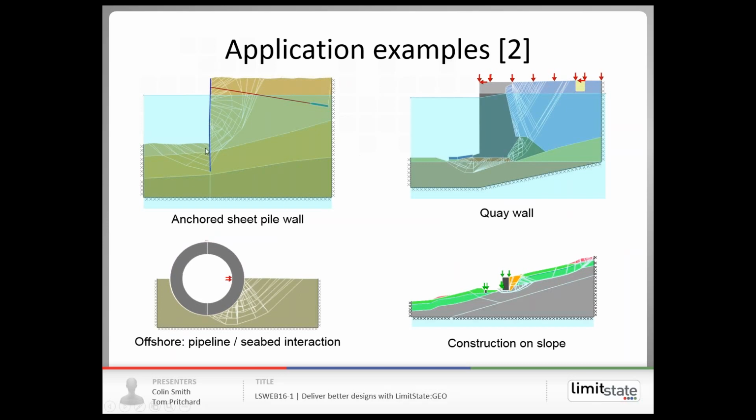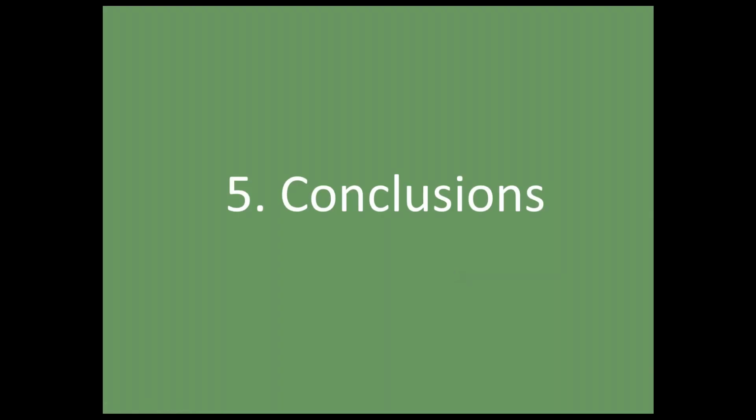Stability of an anchored sheet pile wall here, and we can model water. There's a laterally loaded pipeline on the seabed, a key wall here, and a complicated slope geometry with a retaining wall, two layers of different soil types, and the software is able to find the mechanism that runs down the interface there and then dives into the stronger, deeper material under the wall, and so on. So hopefully that's given you a flavor of what the software can do.